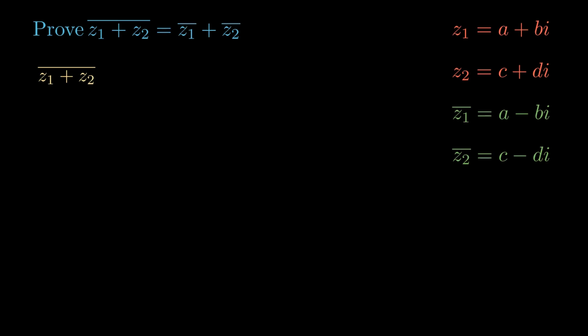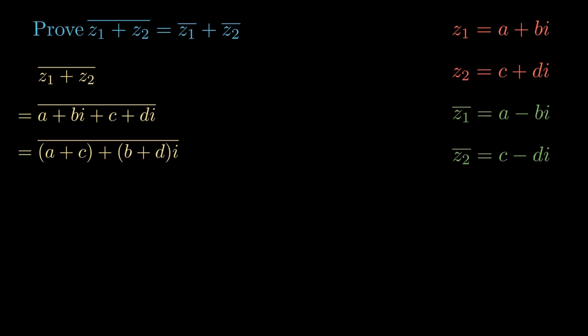We start with z1 plus z2 under the conjugate, and this turns out to be a plus bi plus c plus di under the conjugate if we plug in the definitions for z1 and z2. If we group up the real and imaginary terms, we can rewrite this as a plus c plus parentheses b plus d multiplied by i, all under the conjugate. And this is just equal to a plus c minus parentheses b plus d times i, since the imaginary part of the third expression is b plus d.